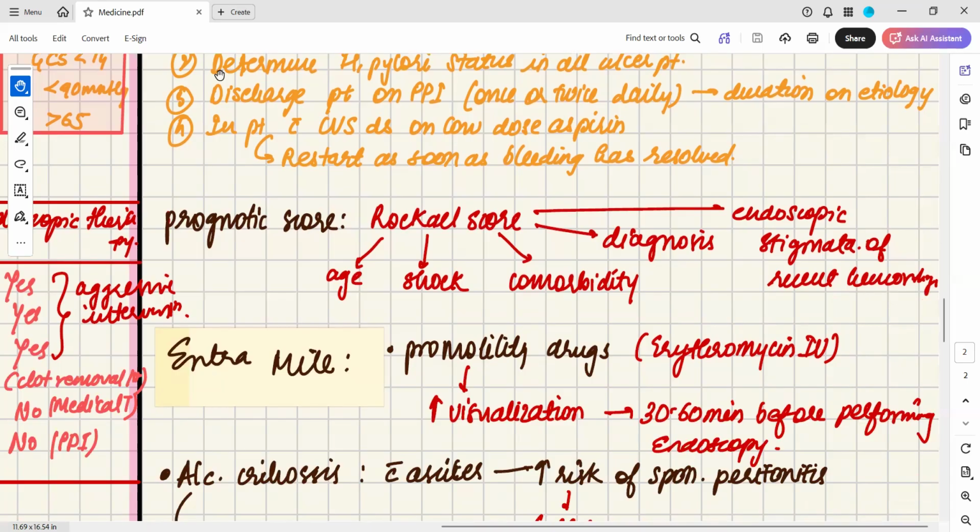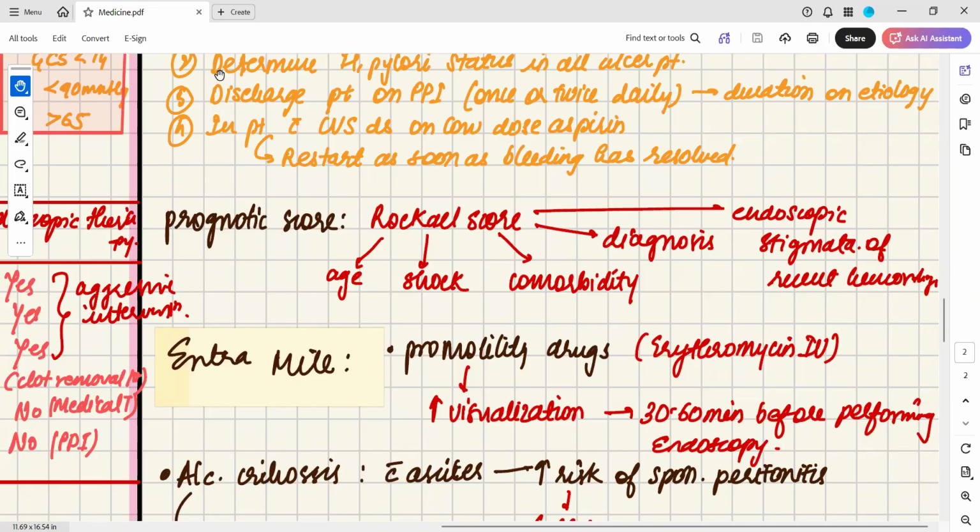One extra mild thing was we also give prokinetic drugs before performing endoscopic therapy, like erythromycin, to provide better visualization. And if the patient has the history of alcoholic cirrhosis, and is presenting with ascites, there is very high risk of spontaneous peritonitis. So we also start the patient on antibiotic.